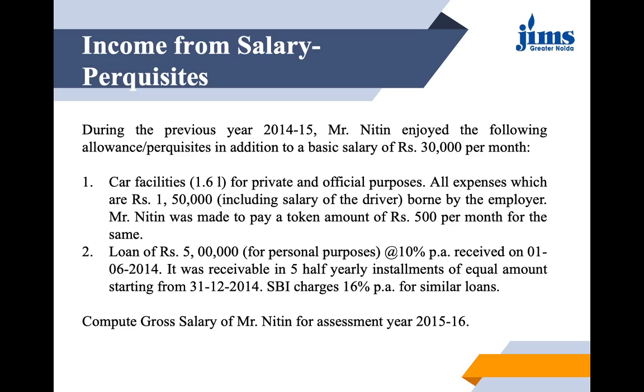Then let us have a look at a question. During the previous year 2014-15, Mr. Nitin enjoyed the following allowances or perquisites in addition to a basic salary of rupees 30,000 per month. He has a car facility of 1.6 liters for private and official purposes. All the expenses are rupees 1,50,000 including salary of the driver, which are borne by the employer. Mr. Nitin was made to pay a token amount of rupees 500 per month for this facility.